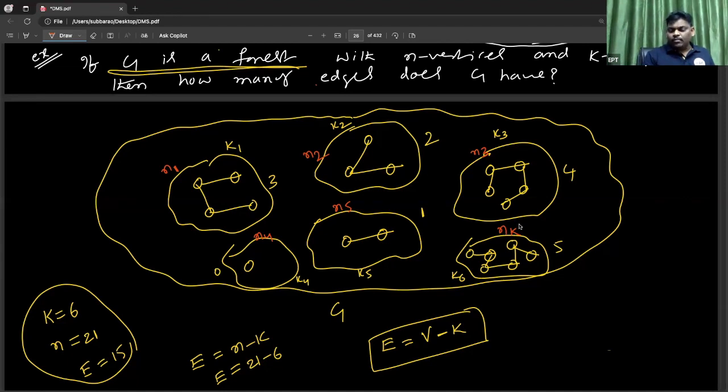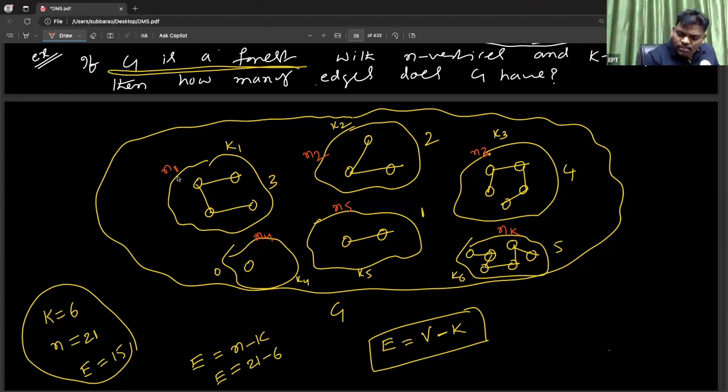I'm repeating once again. K1 component, K2 component, and so on. K components are there. Now, those people who are confused, remember that red color is vertices. Let us assume that first component has n1 vertices, second component has n2 vertices, third component has n3 vertices, and so on. Last component has nk vertices. n1, n2, n3, and so on, nk. Right? Fine.